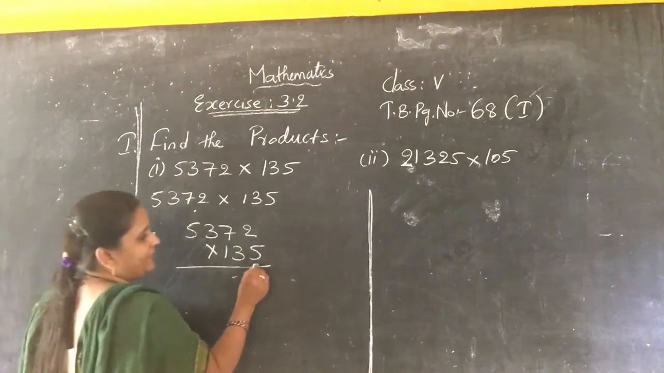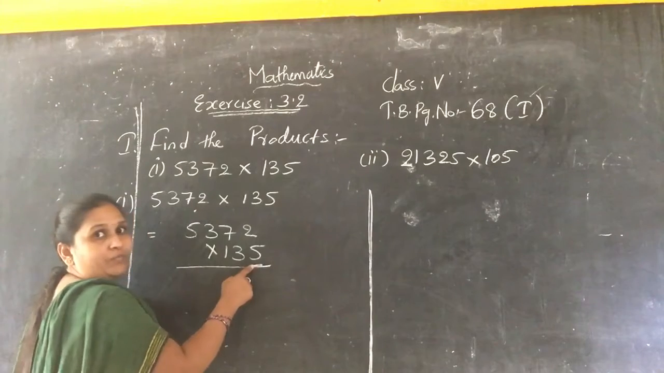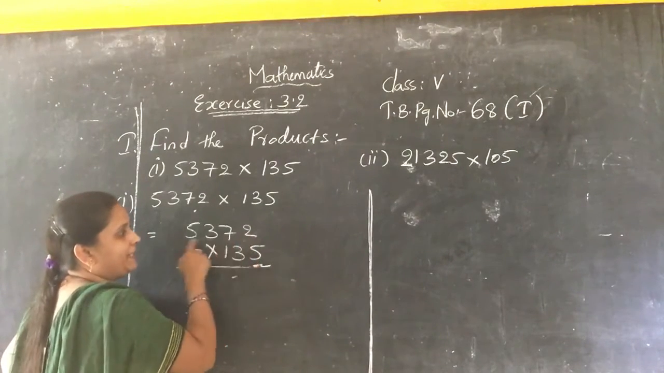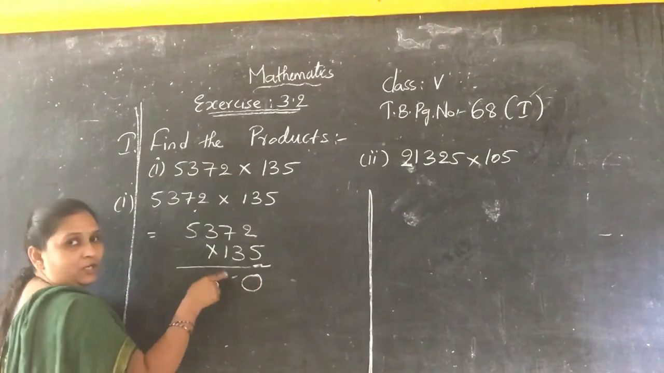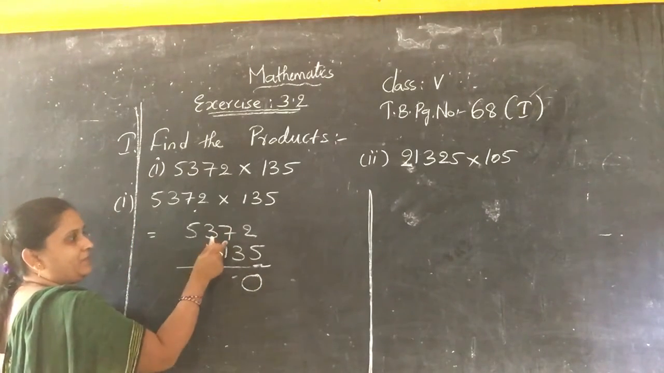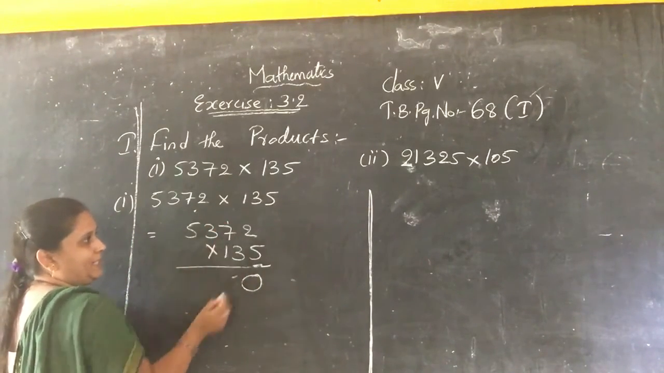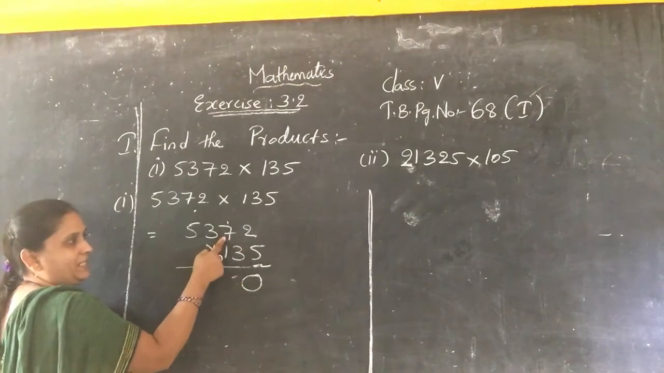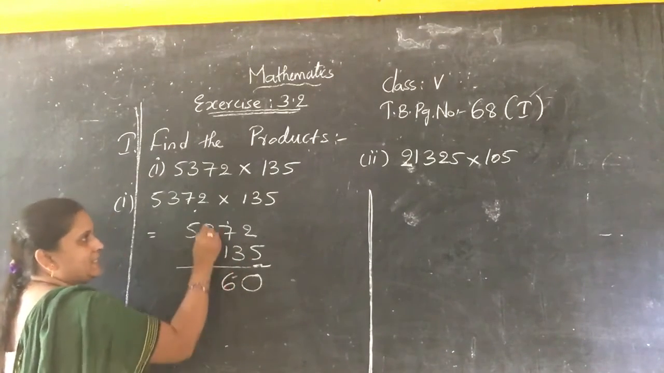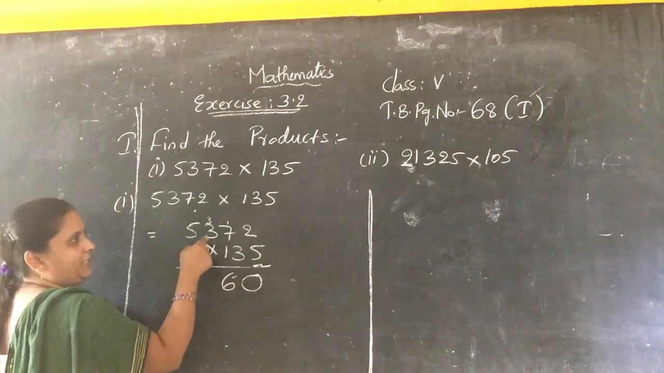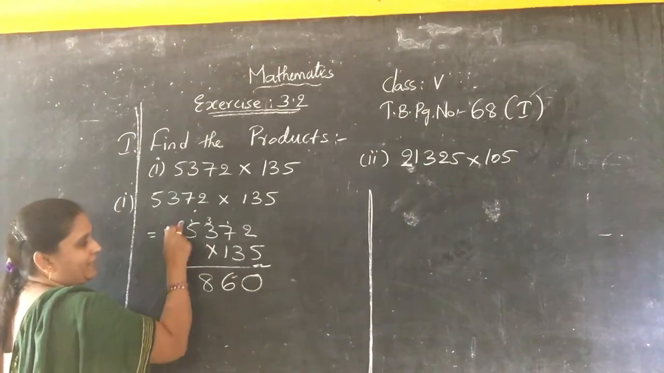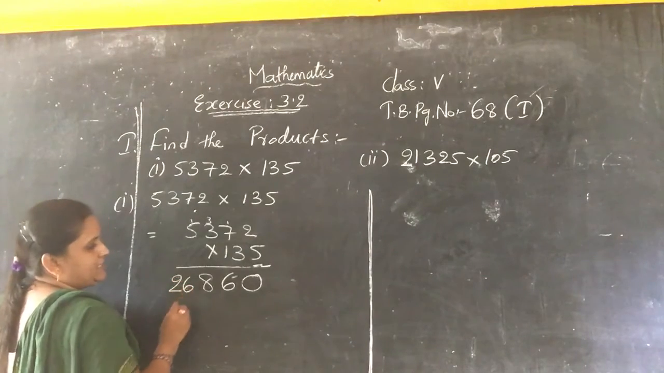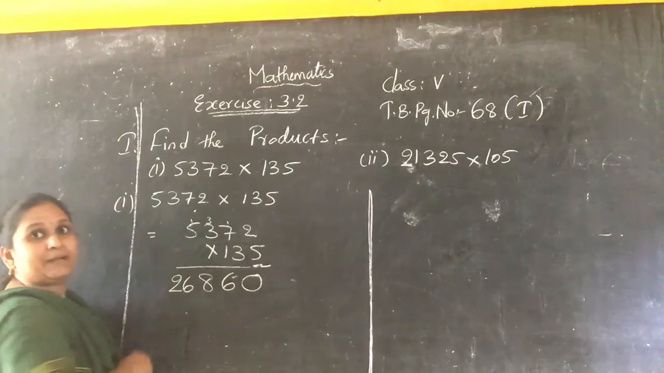Now in the first ones place, what is the number there? 5. With 5 multiply all the 4 digits. 5 2s are 10. Answer right down of the line, and carry forward will be above the line. 1 is the carry forward. 5 7s are 35 plus 1 is 36. 5 3s are 15. 15 plus 3 is equal to 18, and 5 1s are 5... 1 5 4 is 25 plus 1 is equal to 26. So ones place we completed.